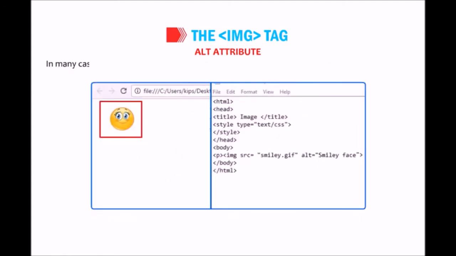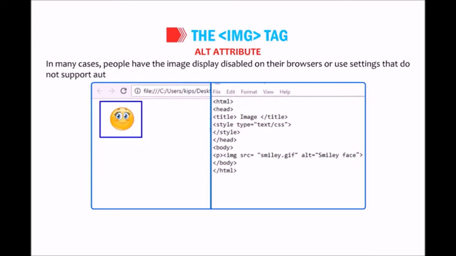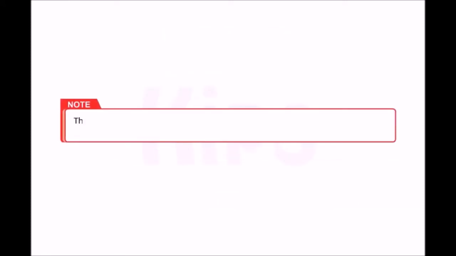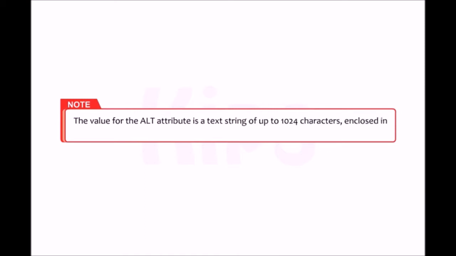In many cases, people have the image display disabled on their browsers or use settings that do not support automatic loading of images. In such cases as well, alt attribute is used. Students note the value for the alt attribute is a text string of up to 1024 characters, enclosed in quotation marks if you include spaces or other punctuation.